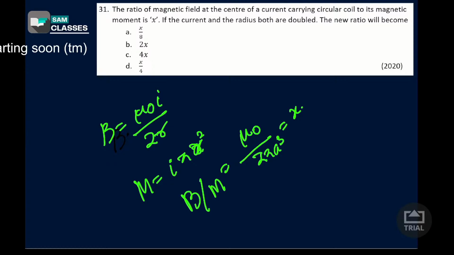Now they're telling that current and the radius are both doubled. So if I double the radius and the current, what do you say? It doesn't depend on current. Radius, if I double, what will happen? 2 cube. So it will be mu naught by 2 pi into 8 R cube. So it will be X by 8 times. Will it be X by 8 times?